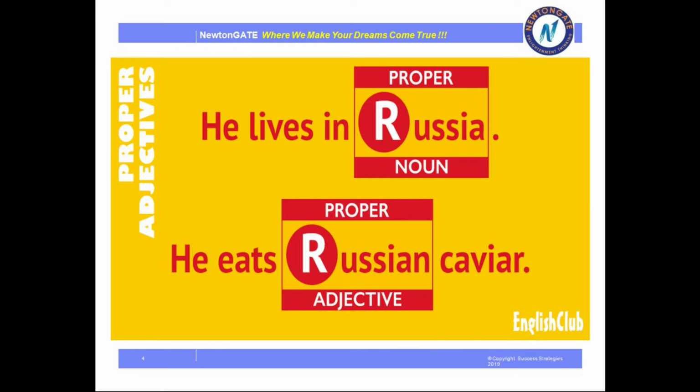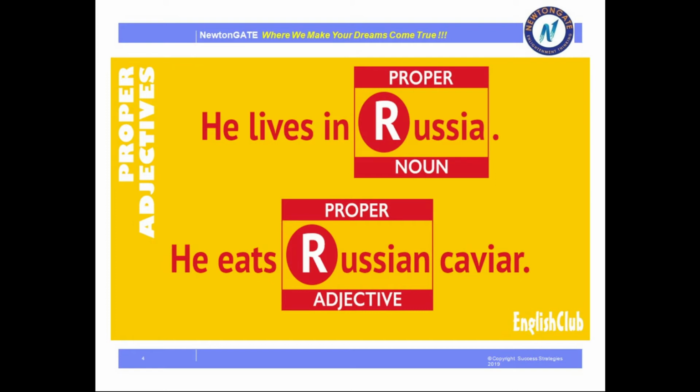Now, another thing, which you will find very interesting: proper adjectives. Now, what is a proper adjective? In the first sentence, it is written, he lives in Russia. So what is Russia? Russia is a noun. It is the name of a country, right? For that reason, you have to call it a proper noun.